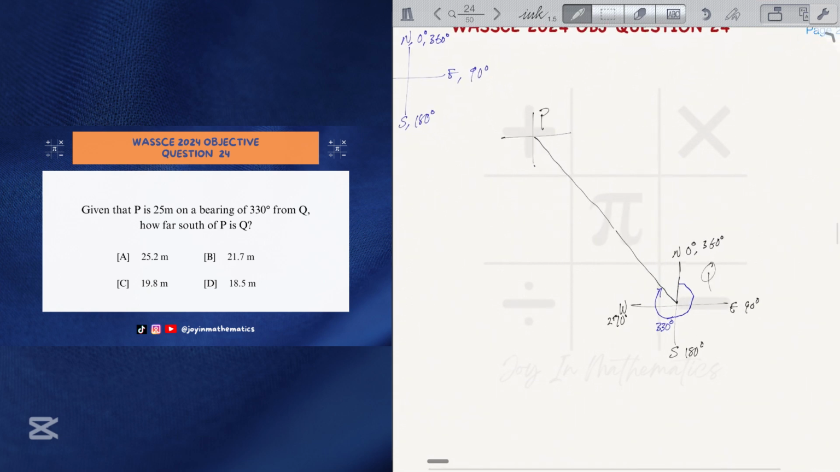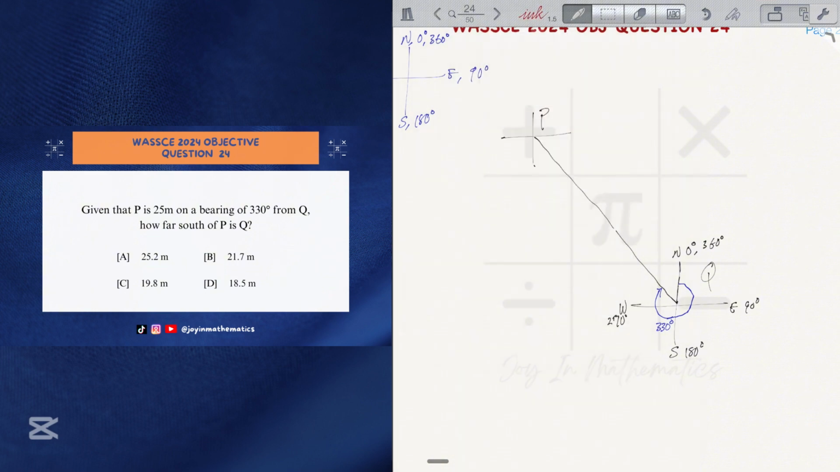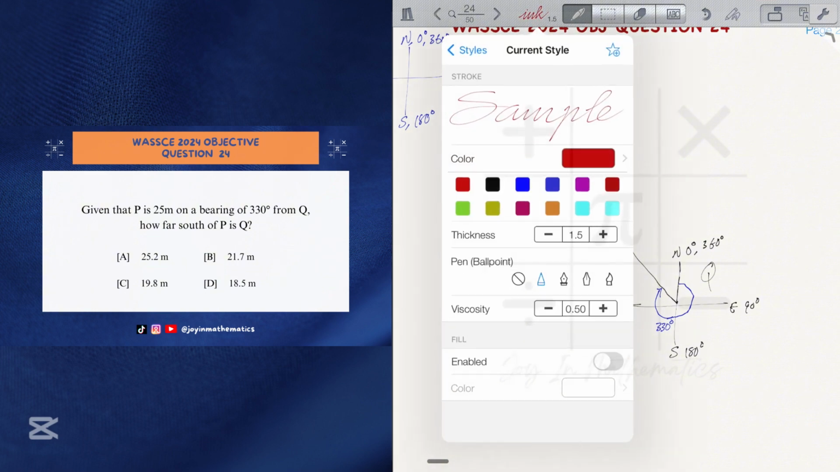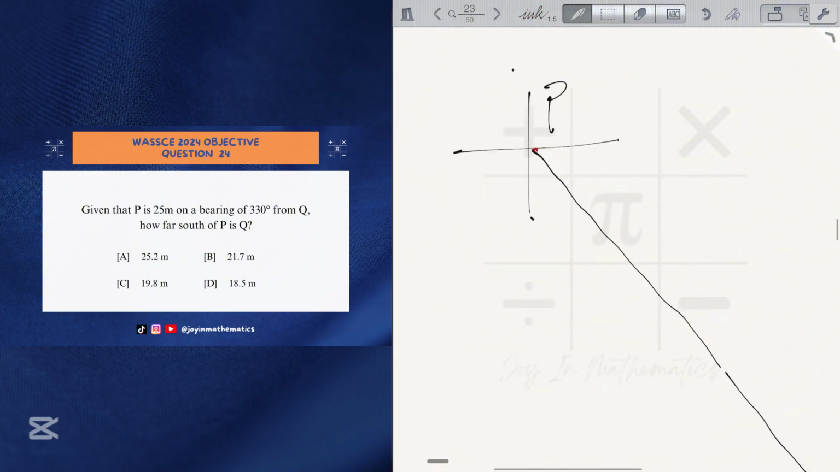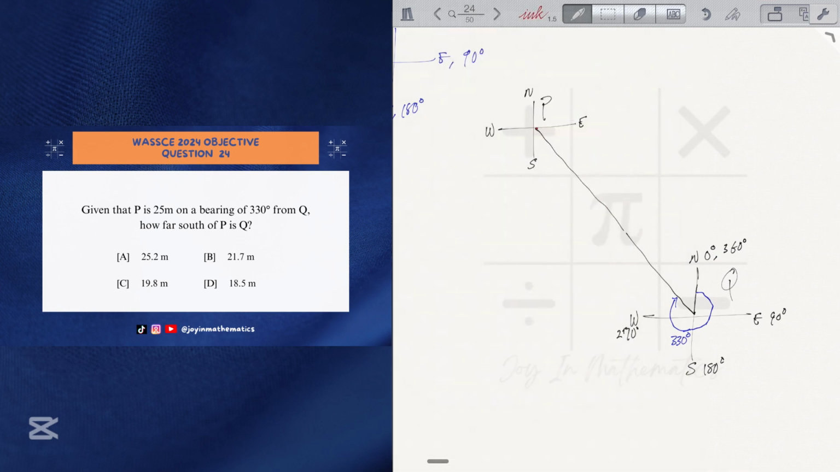The question now says, how far south of P is Q? So we are looking for how far south of P is Q. Remember, on P we also have our north, south, east, and west. So how far south means what is the distance in the south direction up to point Q. So that means we're looking for this distance x.